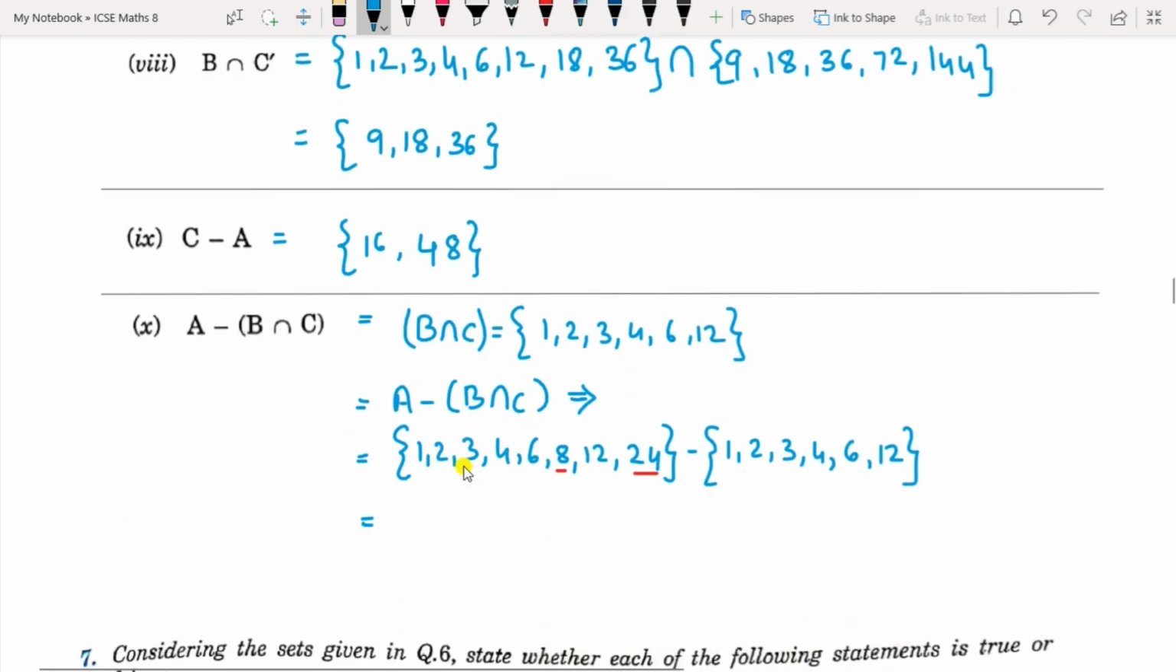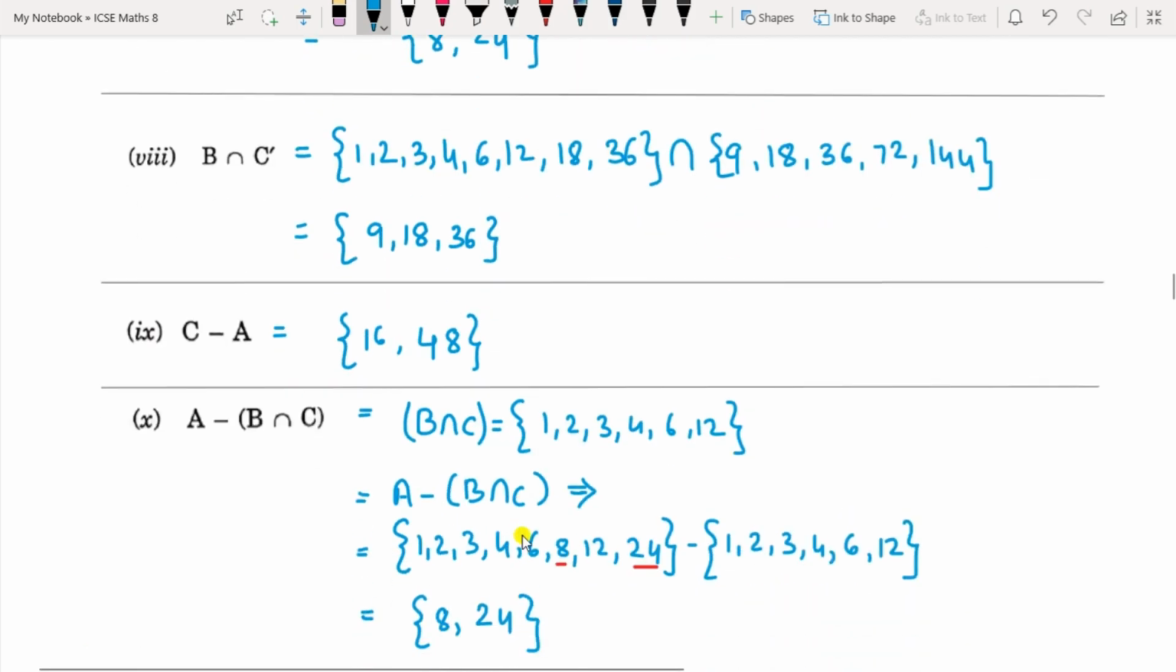And this one, A minus B intersection C. First solve the bracket B intersection C. The answer for B intersection C will be this one. Then A minus this bracket, so all the elements of A which are not in this bracket. Here 8 and 24 are not present in this one. So the answer is 8 and 24.